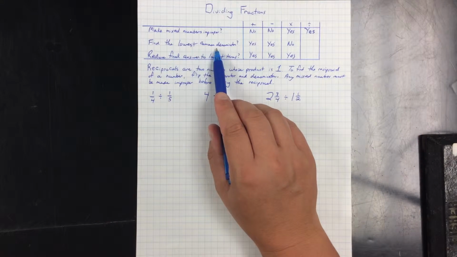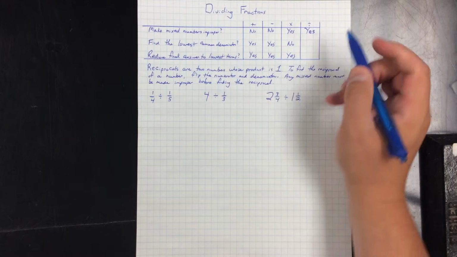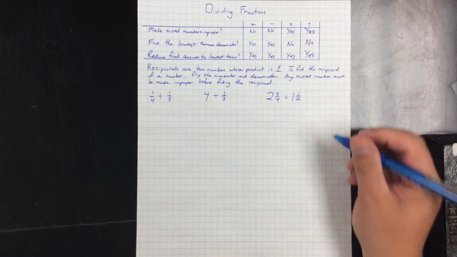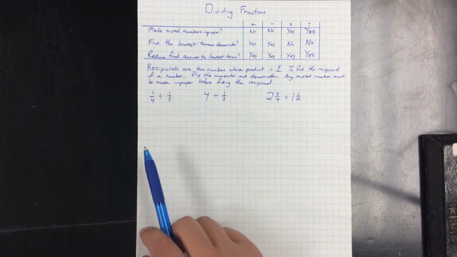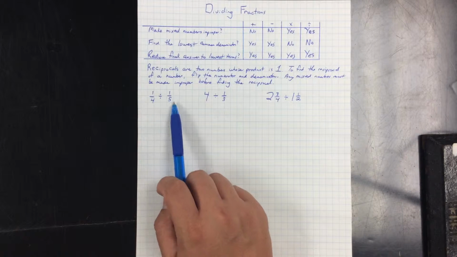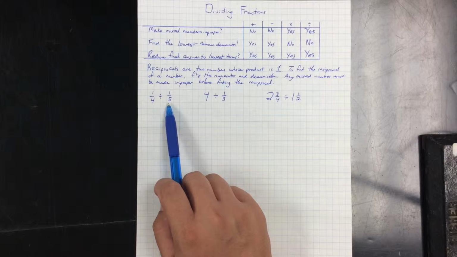When we were multiplying, we did not have to find the common denominator, and we're not going to have to find it again today. But all our answers are going to have to be in lowest terms. When we're multiplying fractions, it was pretty easy. We just did the numerators times the denominators. When we do division, we're actually going to be using the reciprocal and multiplying by the reciprocal.